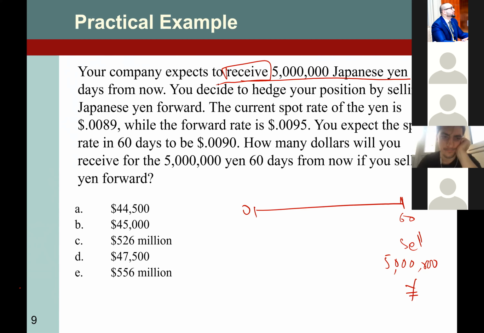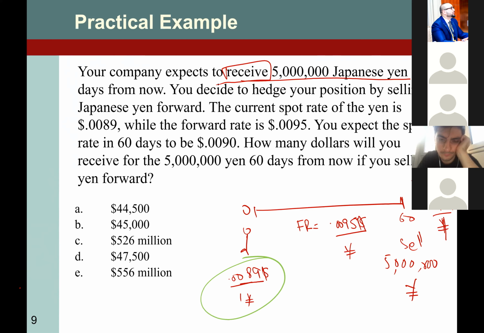The current spot rate is, current means you are right now here. The current spot rate of yen is that 1 yen is equal to $0.0089, while the forward rate is $0.0095 over yen. And you expect the spot rate in 60 days to be, so this is the expected spot rate, which is $0.0090 over yen, right? So in a forward contract kind of question, you will be given 3 rates. So this is the placement of the rates.